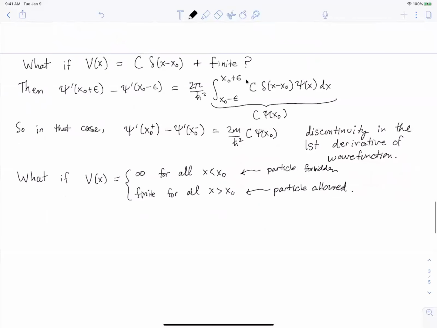Okay. Then, if the particle is forbidden to be there, that means that its wave function must be 0. It has 0 probability of being there. That's going to be true for x less than or equal to x0. And notice that it's less than or equal to, not just less than, because it has to be continuous.